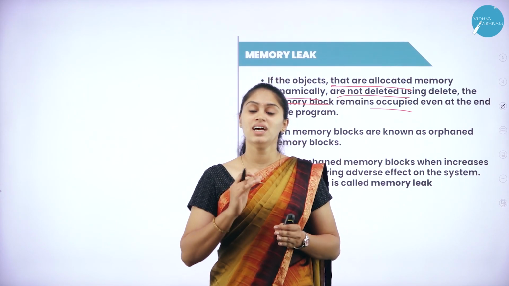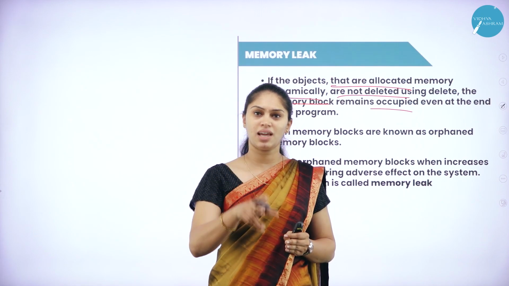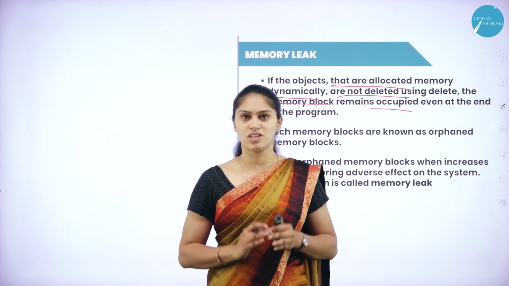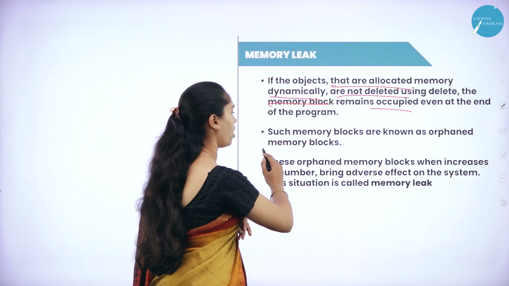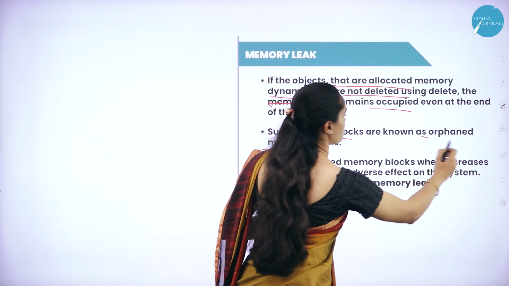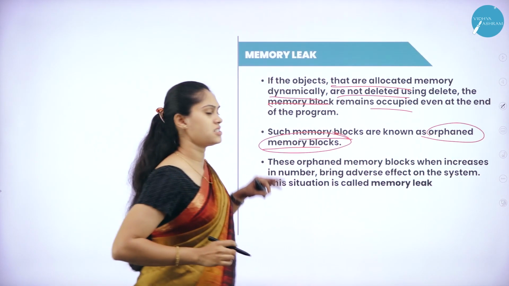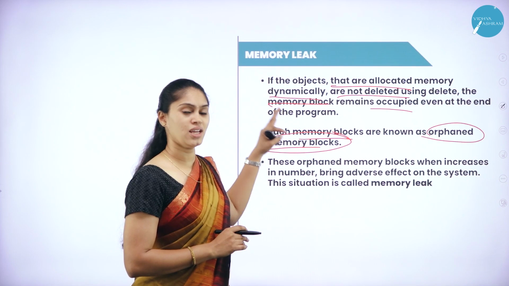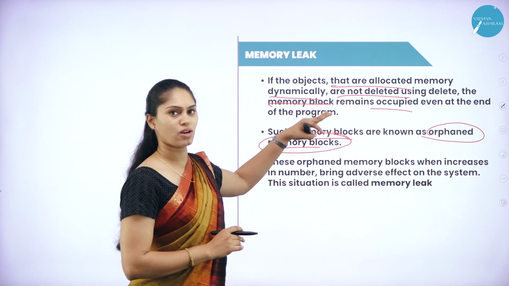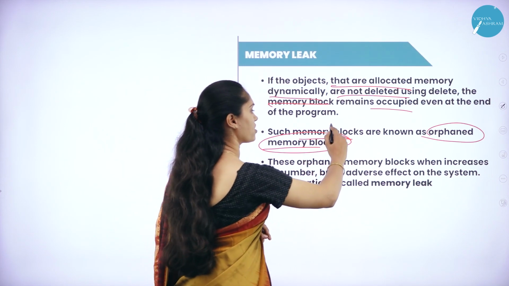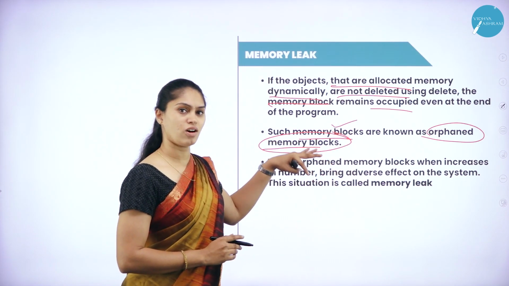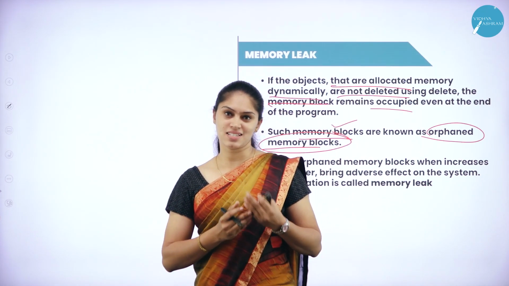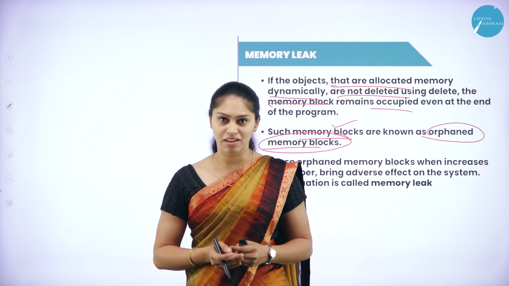Even after the program is over, that memory will still be allocated to that program, but it is not used by any programmer or any operation. That situation is known as orphaned memory blocks. They are not used by anyone, so they remain constant in memory, and they are not deallocated using the delete keyword. That kind of memory block is known as an orphaned memory block. What will happen if the number of memory leaks increases in the system? It will create an adverse effect on the system.